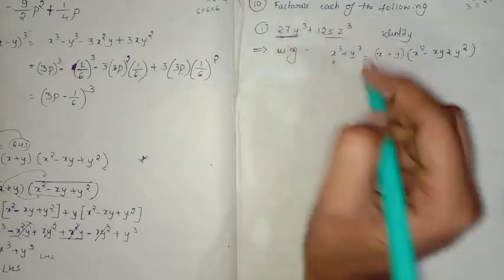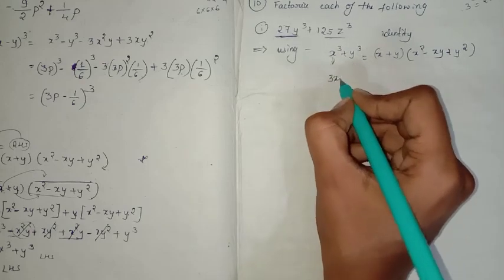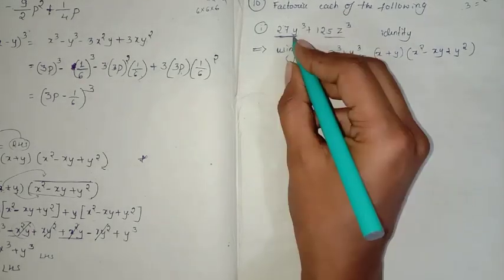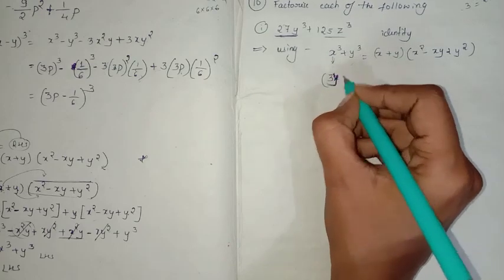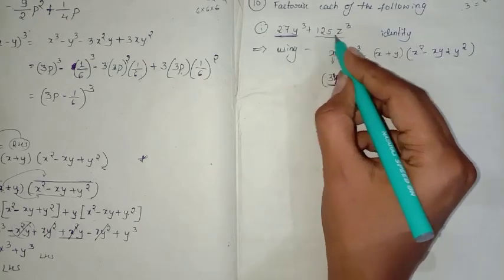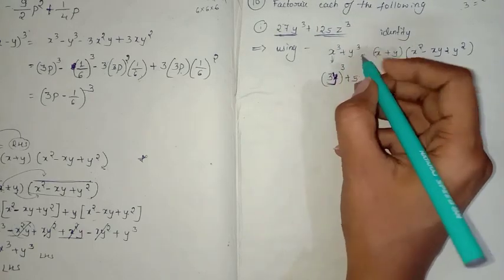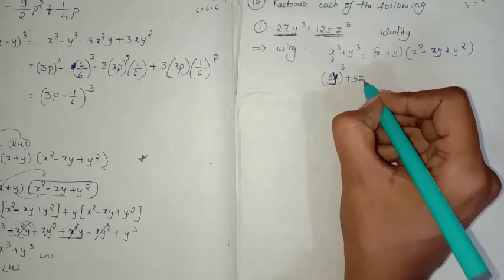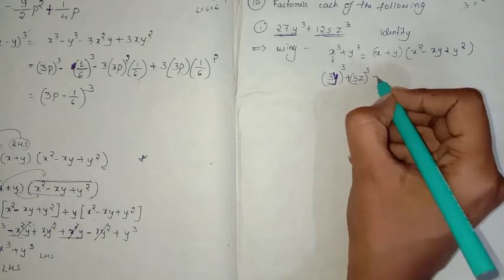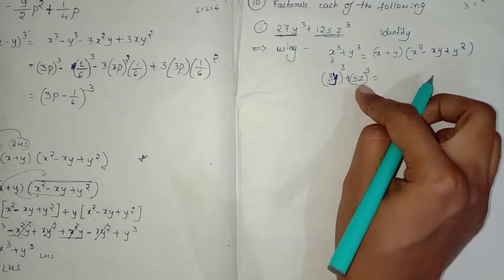So 27 is the cube of 3, so 3 cube, and x is here. Here y is in the formula, in the question, so y whole raised to cube plus, and at the y place, what is the number? That is 5, so 5 cube, and the variable is z whole raised to cube. So that means (3y) cube plus (5z) cube, which we have adjusted.